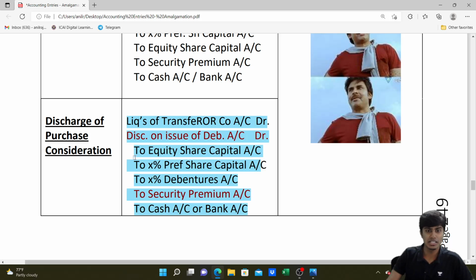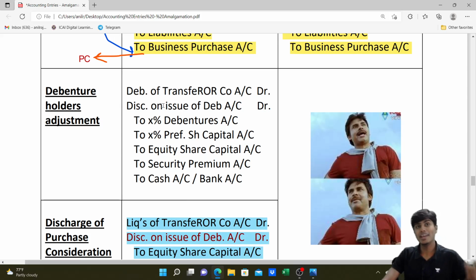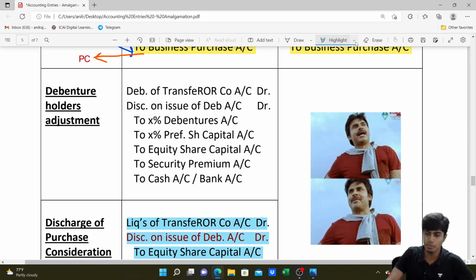For that we need to write the settlement entry, for which my liability that I've taken over, debentures of the transferor company, should get closed. So I will debit debentures of transferor company and I'll settle them by giving debentures in my new company. I can give them preference shares, or I can give them equity shares. When I give them debentures or shares, if I give it at premium, I'll further credit securities premium. If I give it at a loss, I'll debit discount on issue of debentures.